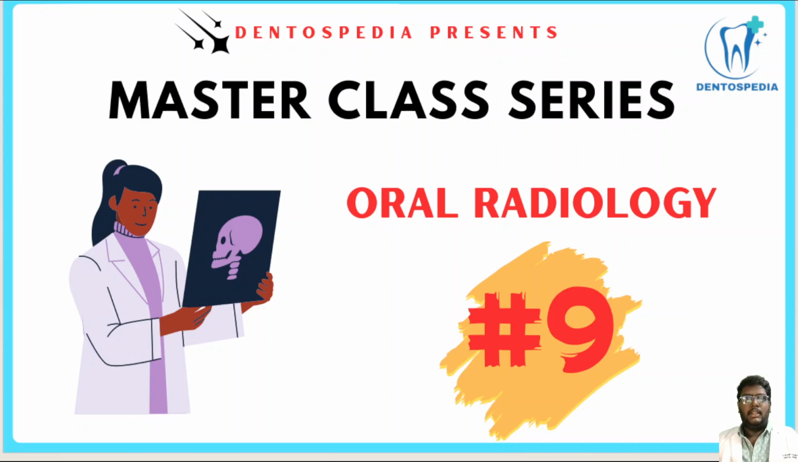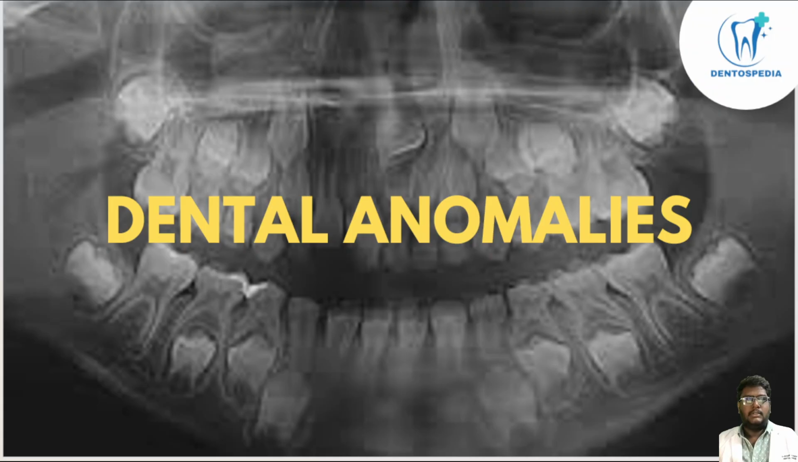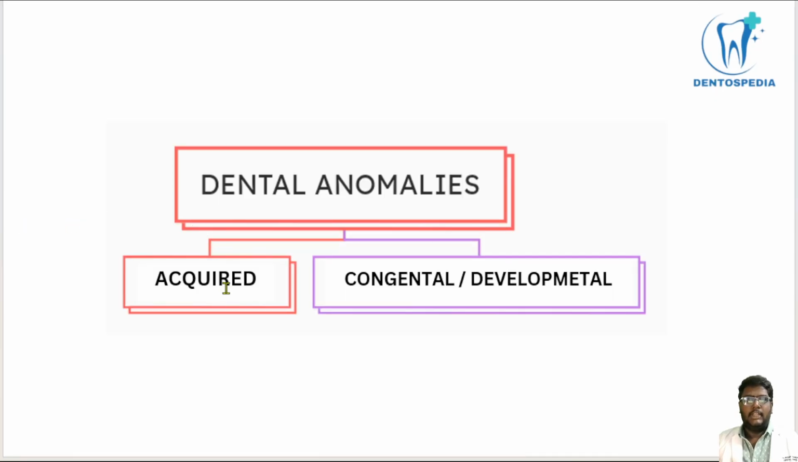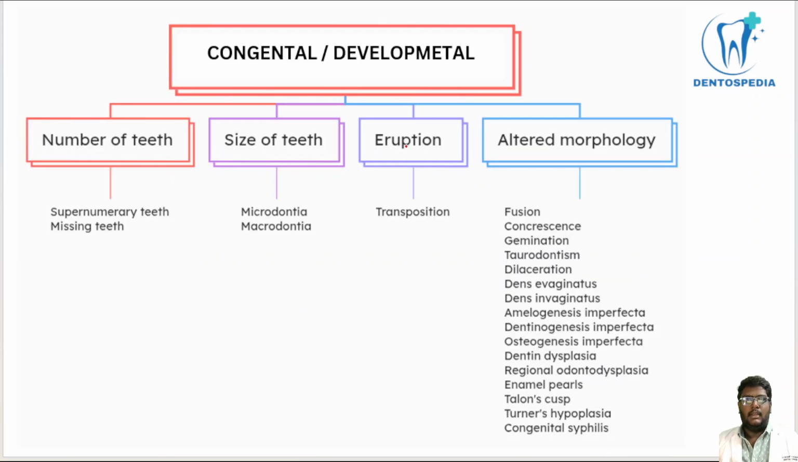Today we're dealing with the ninth session of oral radiology, and today's topic is about dental anomalies. Dental anomalies have been classified mainly into two: acquired dental anomalies and congenital or developmental anomalies. The anomalies of dental origin have been divided into various kinds based on the etiology.